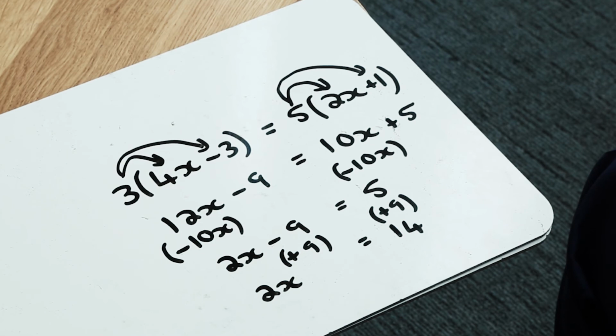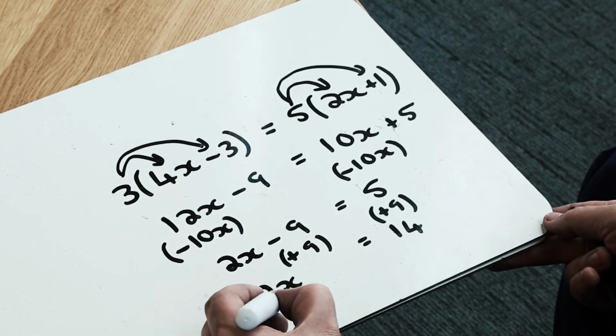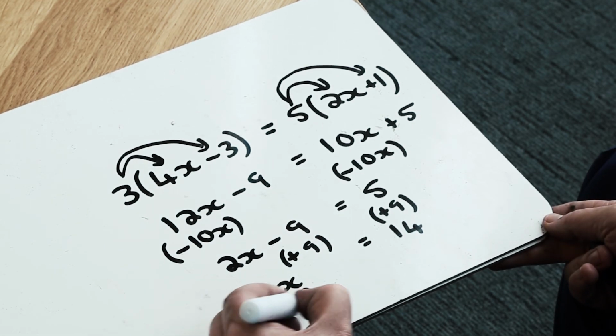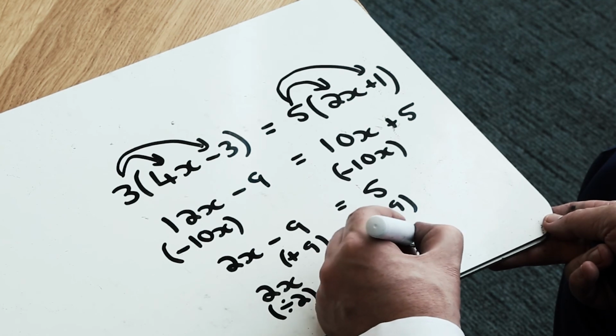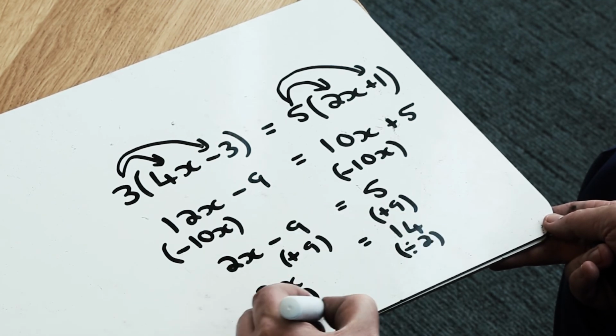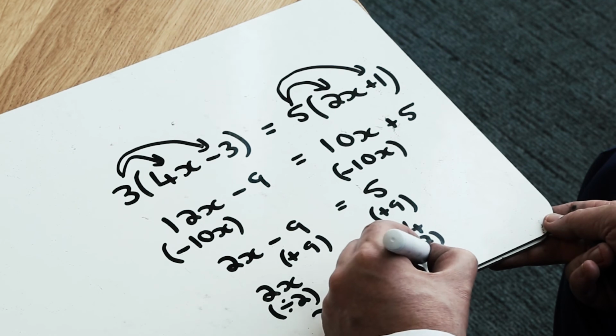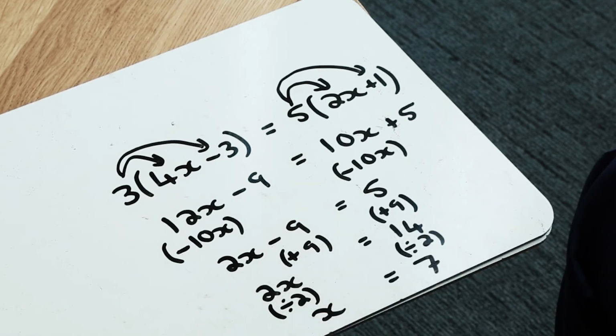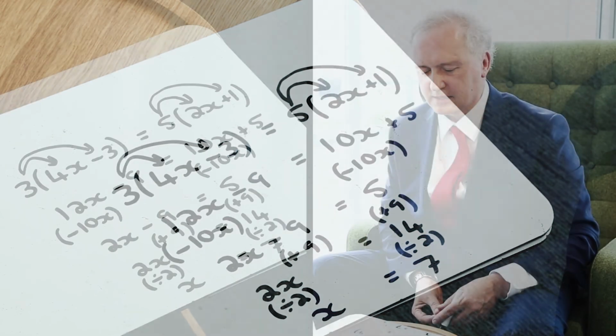My next line is that 2x is equal to, well, 9 plus 5 gives me 14. So I've got 2x equal to 14. So my final step is to divide both sides by 2. Divide that by 2, divide that by 2. And I get an overall answer, x is equal to 7. I'm home and dry. x equals 7 is my correct answer.